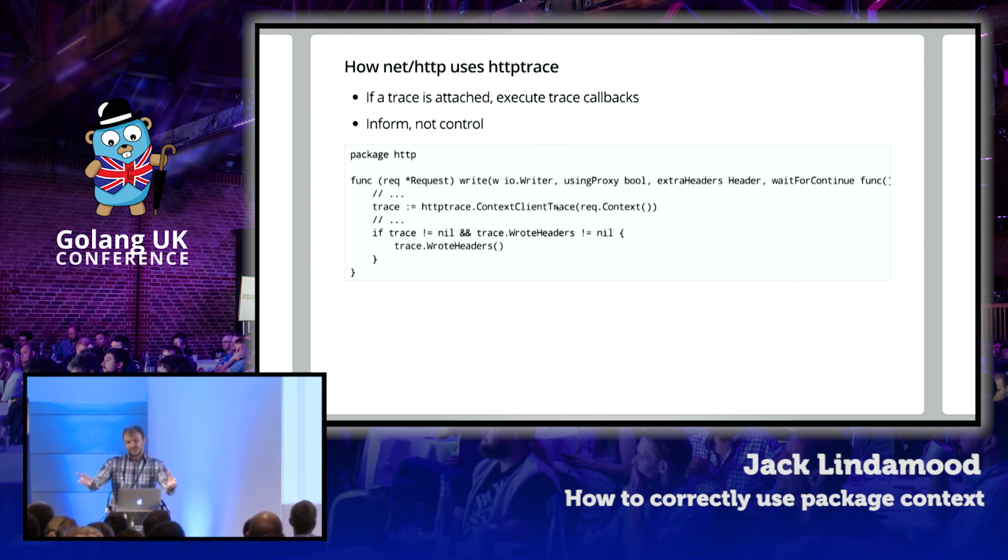And if there's a trace there, and you defined a wrote headers callback, it'll call the wrote headers callback. This is a really great example of inform, not control. The idea of this struct is not to control your logic on when the headers were wrote, and the HTTP library is not going to do special things based on that. The idea is to inform the API user that you wrote headers so that they can log stuff, trace things, or debug why things are failing.